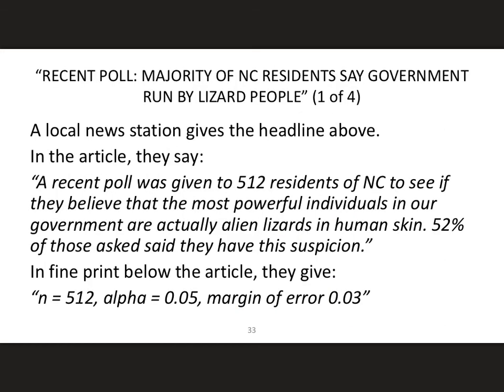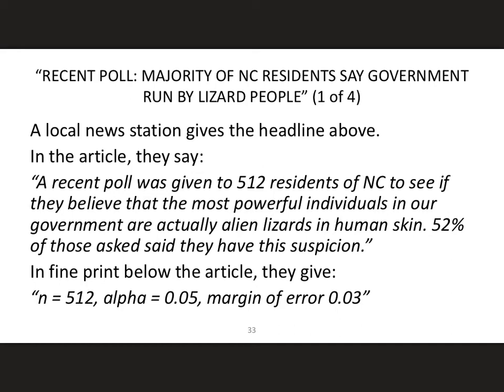A local news station gives the headline above: Majority of North Carolina residents say government is run by lizard people. So in the article, they say a recent poll was given to 512 residents of North Carolina to see if they believe that the most powerful individuals in our government are actually alien lizards in human skin. 52% of those asked said that they have this suspicion. In fine print below the article, they give this information: an N of 512, alpha is 0.05, and a margin of error of 0.03.